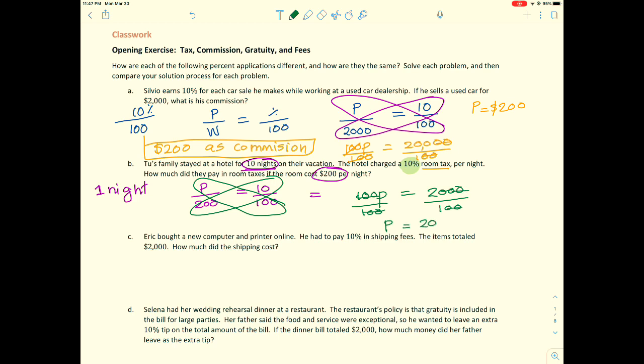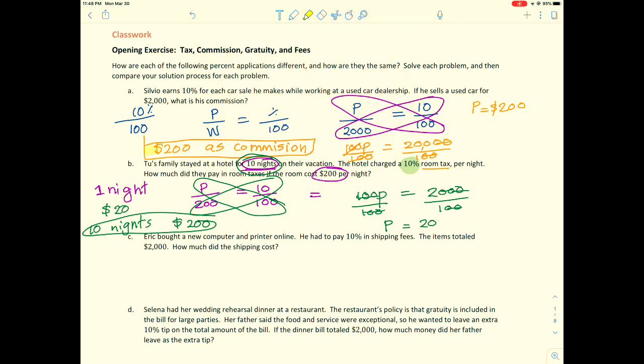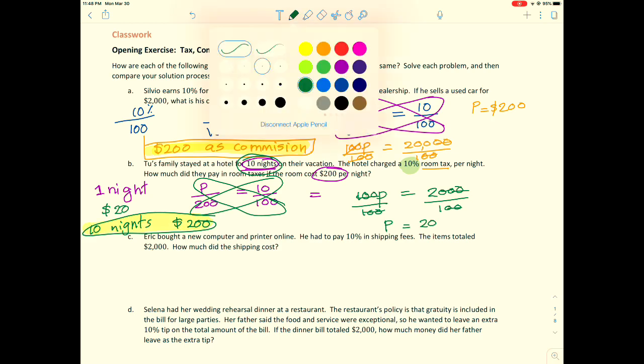Now we are not done here because this has to be taken into consideration. So if for one night it was $20, for 10 nights they paid $20 multiplied by 10, which is $200, and that's my answer. In these cases, I am going to highlight my answers so I know where to look when I want to compare them.